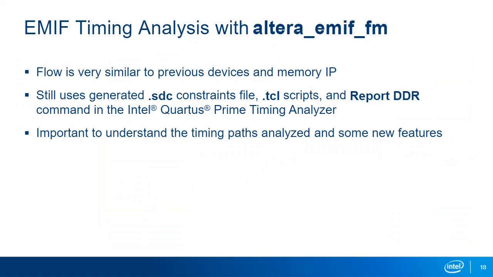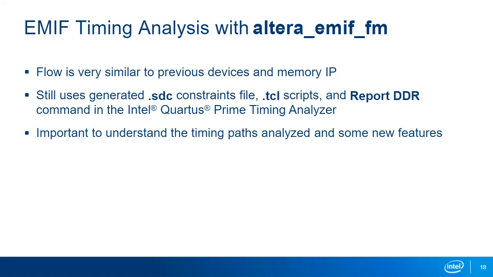If you have performed a timing analysis with any of the older memory IP, the flow for the latest devices is very similar. The IP parameter editor or platform designer automatically generates all the files required for a timing analysis, including all required timing constraints in a .sdc file and several TCL scripts. Executing the report DDR task in the timing analyzer automatically runs the appropriate scripts and generates timing reports.